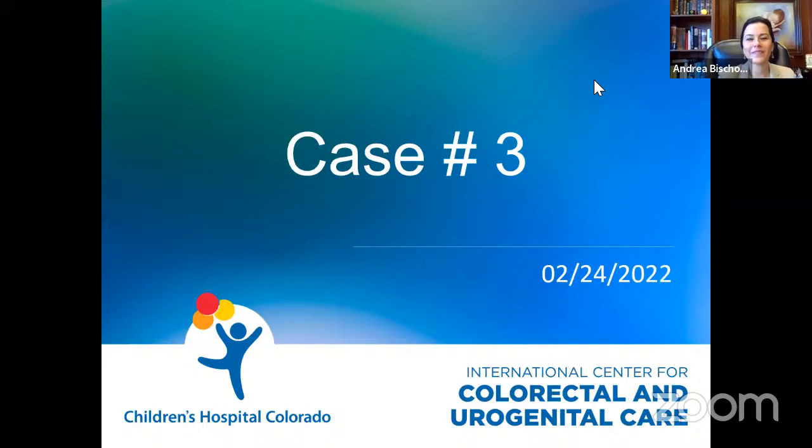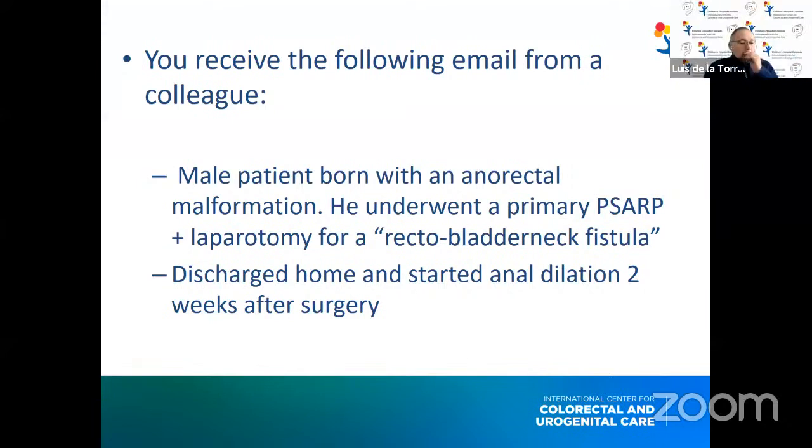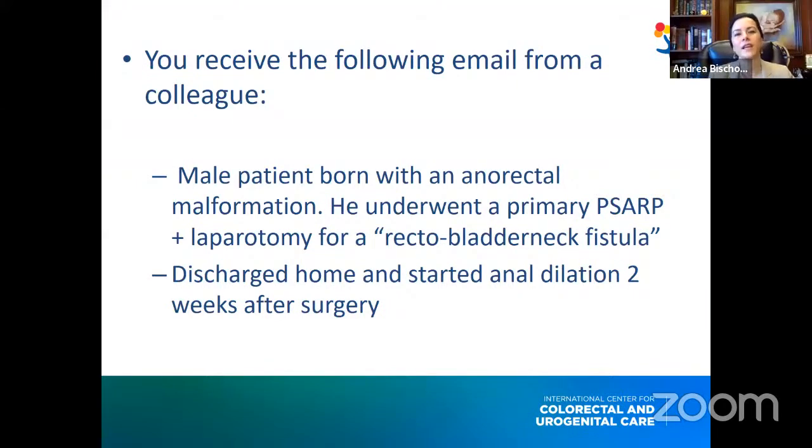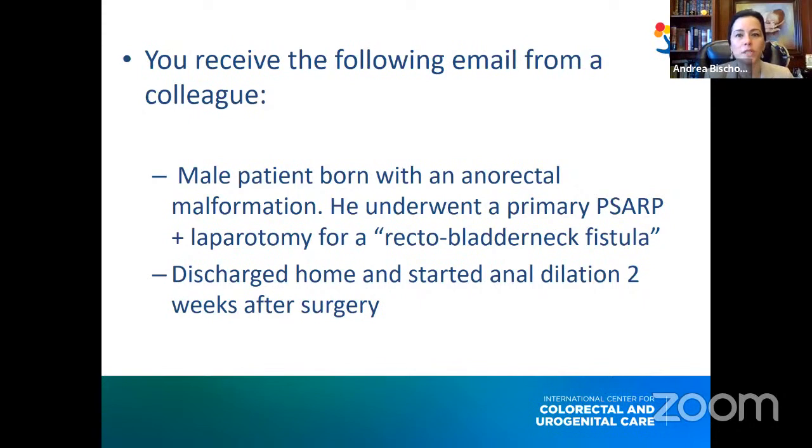Okay, so case 3, it's a very interesting one that I just received an email about. And for anyone in this meeting, if you ever want to discuss a case in an anonymous fashion, meaning that you don't want to say that it's your case because there was a complication, feel free to tell us. The whole purpose of this meeting is learning and sharing knowledge. So if you would rather not tell that it's your case, just send the case and I'll be happy to present for you and discuss so everybody else can learn. So let's suppose that you have received the following email from a colleague.